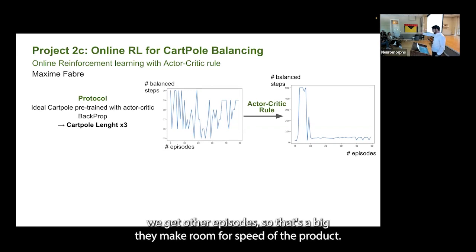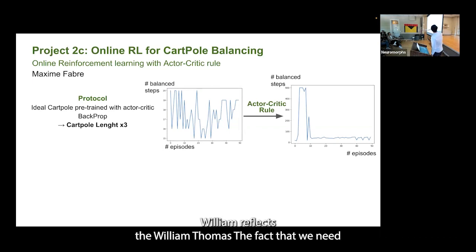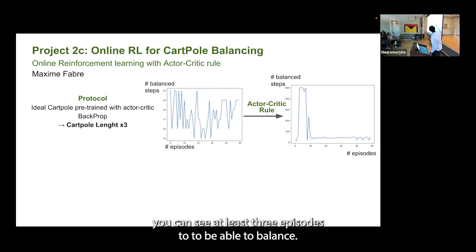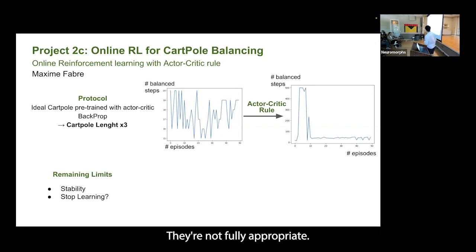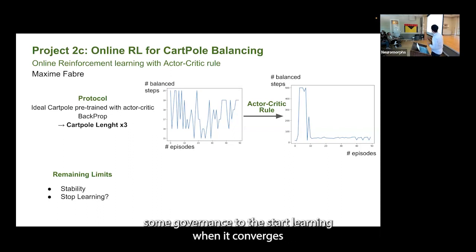So that's a big limit with respect to the project of William and Thomas. The fact that we need here, you can see, at least 3 episodes to be able to balance. So if you just run it once, it's going to fail first, a second time, and then the third time it can reach the maximum number of steps, 500 steps, and then it fails again. But so it's kind of mitigated results. So it kind of works, but not fully. There's still problems of stability. Also, when we want to stop the learning, we see it works, but then it crashes again because it keeps learning. So probably there should be added some constraints to stop the learning when it converges.